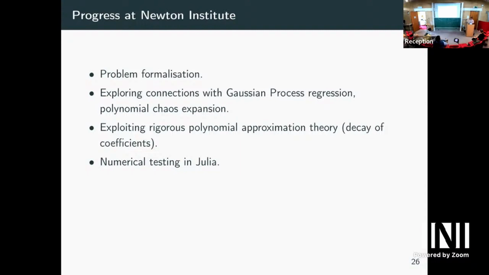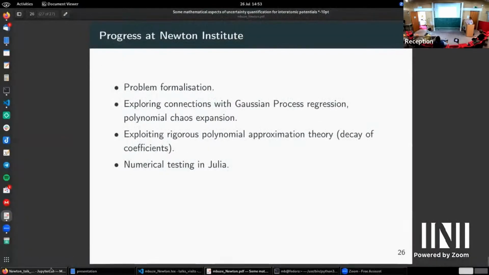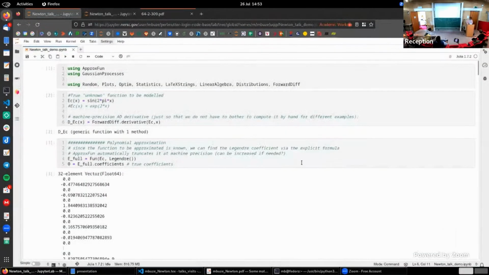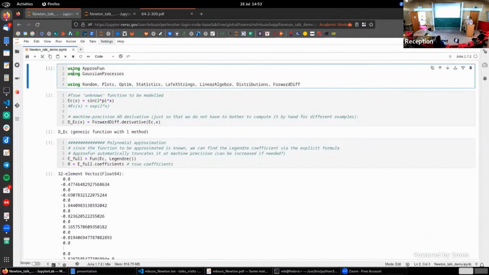And actually, since I still have a few minutes, and Catherine was curious about how Julia looks in practice, I will just show some plots. I was meant to put them in the presentation, but I can show them here. So this is a Julia notebook.